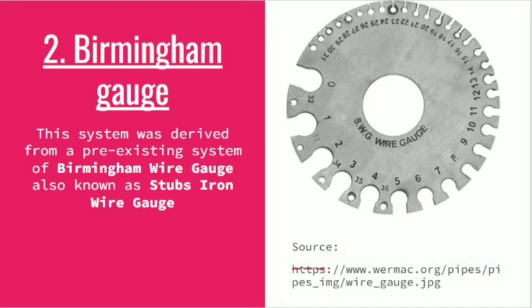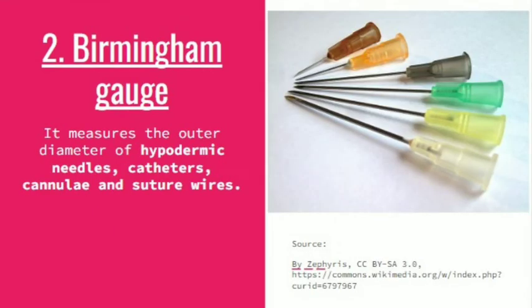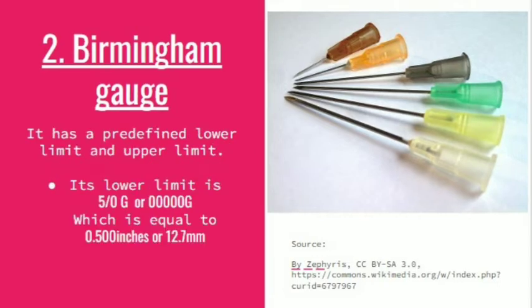Birmingham gauge system is used to measure the outer diameter of hypodermic needles, catheters, which include peripheral venous catheters, central venous catheters, cannula, and suture wires. This system already has a predefined lower limit and upper limit. It has fixed upper and lower limit values.